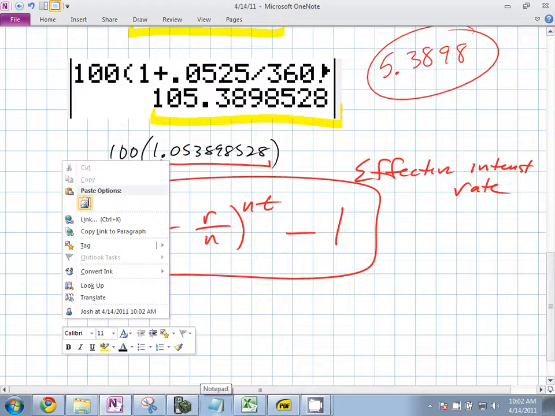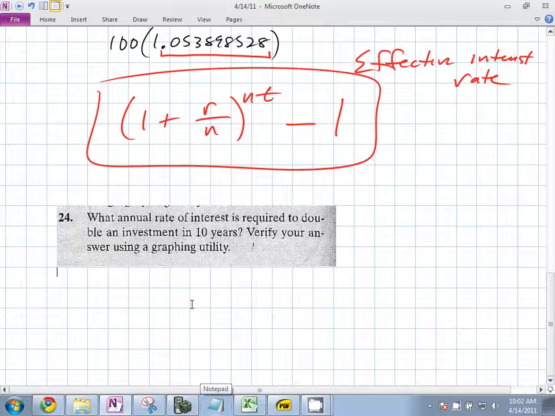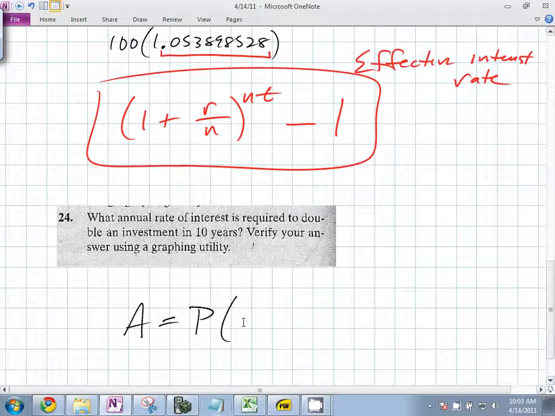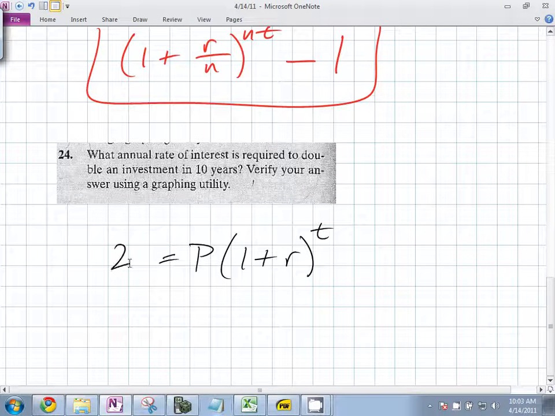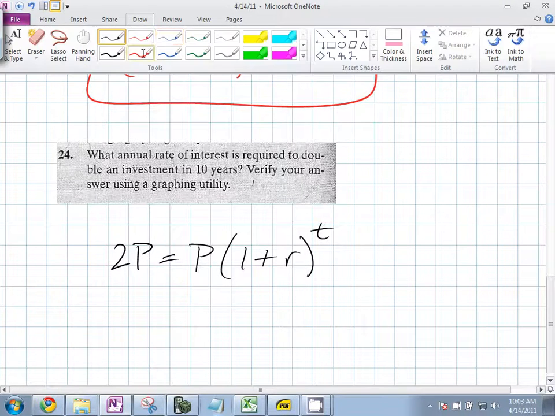24 says, what annual rate of interest is required to double an investment in 10 years? So if we write a formula, do we know what our starting amount is? No, we don't. So again, this is annual interest rate. So how many times is it being compounded per year? Once. So it's just r to the t. What's your starting amount? Principal P. So what do you want to end up with? Instead of A, what do you write? What do you cross out now? P.